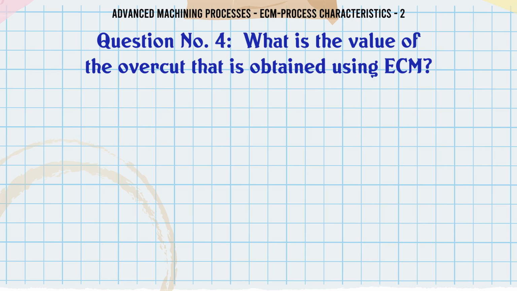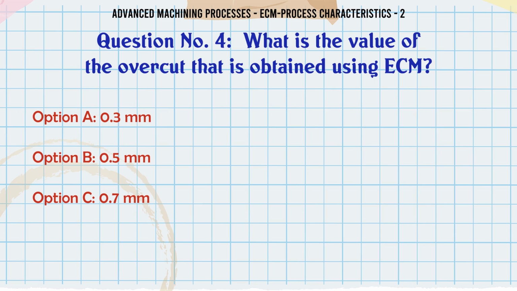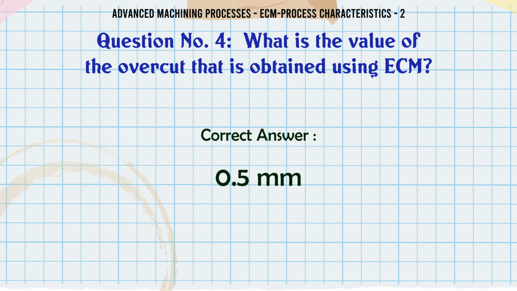What is the value of the overcut that is obtained using ECM? A 0.3 mm, B 0.5 mm, C 0.7 mm, D 0.9 mm. The correct answer is 0.5 mm.